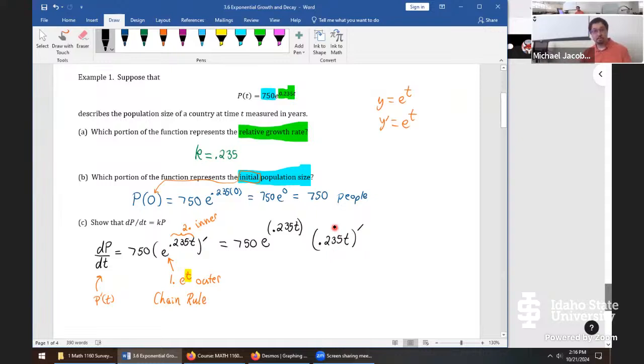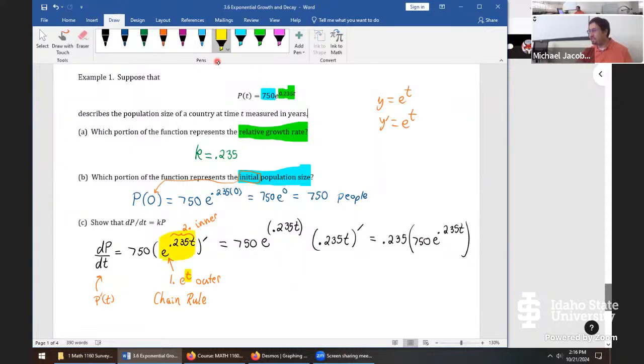So next thing we need to do is just compute that derivative. Well, that's a degree 1 polynomial in the variable t. So when we differentiate that by the red dot, we just get the constant, 0.235. So this turns into 0.235. I'm going to put the constant way in front. So after taking that derivative, the rest of this right here is just copied in. So let's copy that in, 750 e to the power 0.235t.